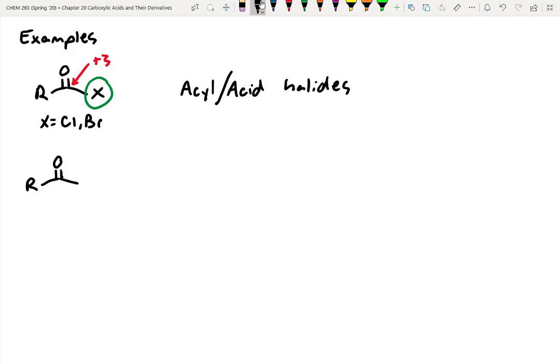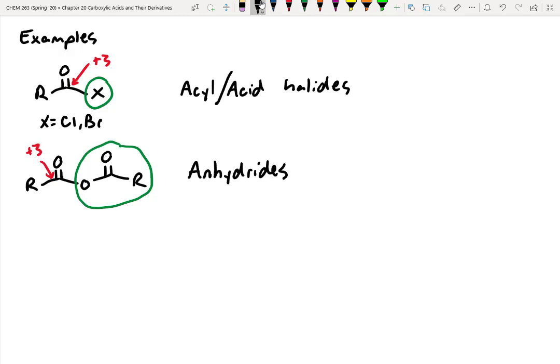The next one is fairly similar, where this time this entire group over here is acting as your electron withdrawing group, but same idea. It's electron withdrawing, which means that we've got a +3 oxidation state. If you remember, these are called anhydrides. These can also be used in Friedel-Crafts reactions. However, our textbook has a preference for using acid halides like shown above.